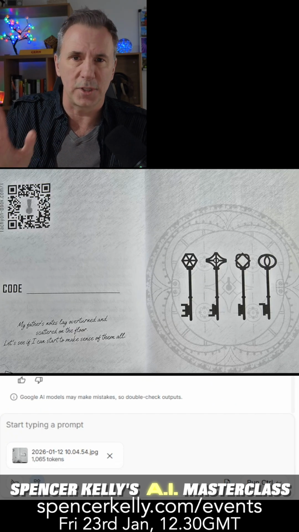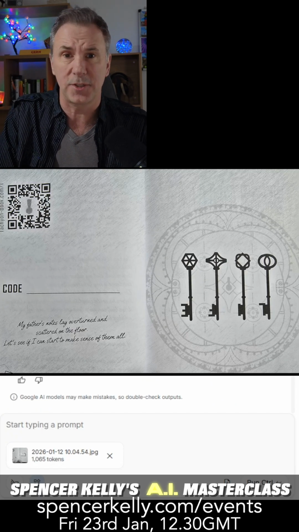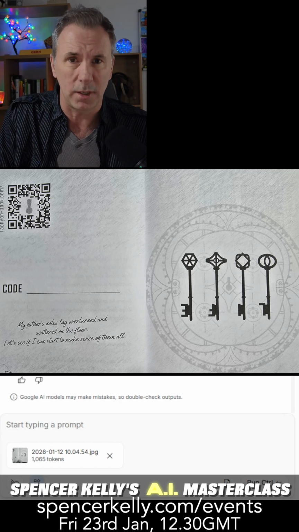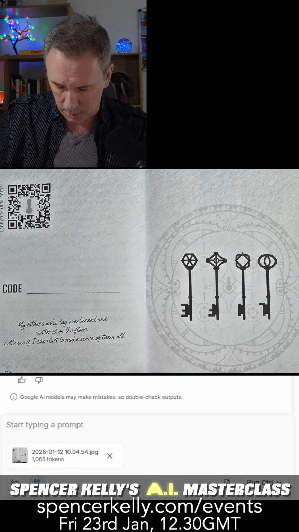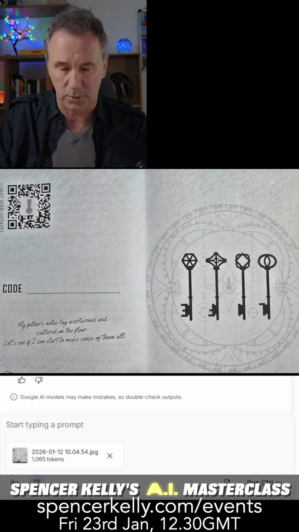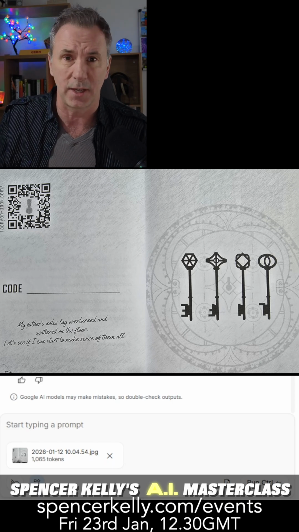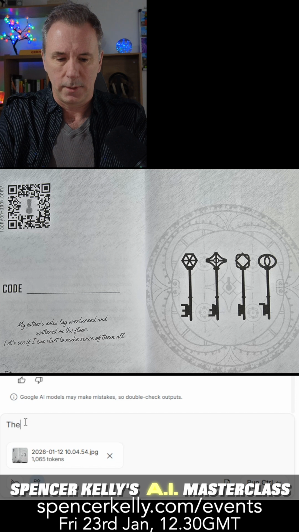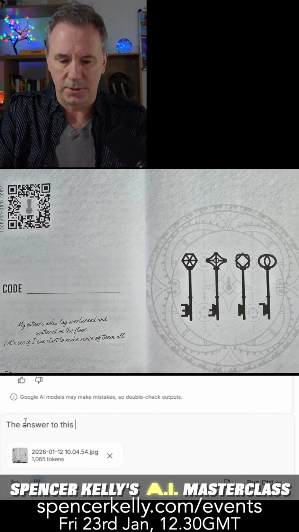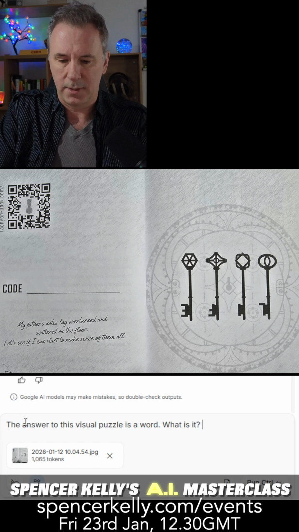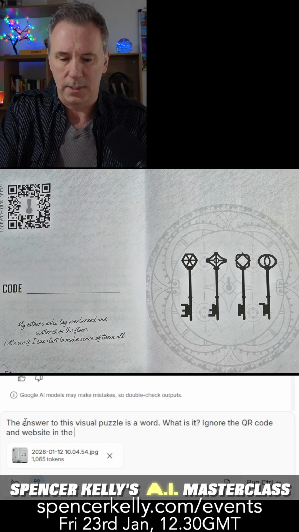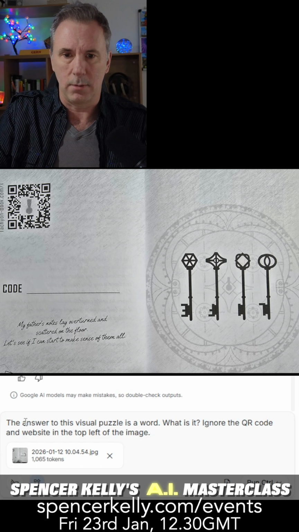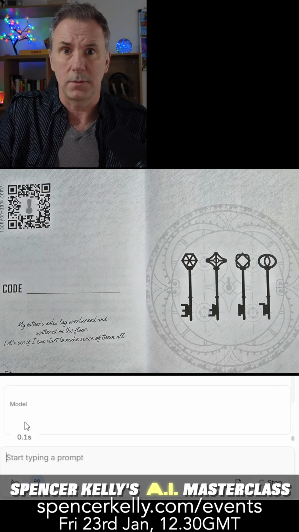Now, for this one, I have to explain to it a little bit more about the rules of the book. It has to ignore the actual QR code and websites. That's where you go to type in your answer to get the code to move on through the book. So it's got to ignore that, but pay attention to everything else that's on the page. So the answer to this visual puzzle is a word. What is it? Ignore the QR code and website in the top left of the image. All right, let's see what it does.